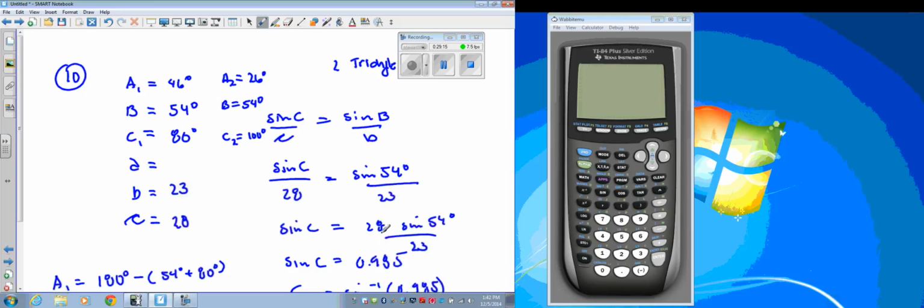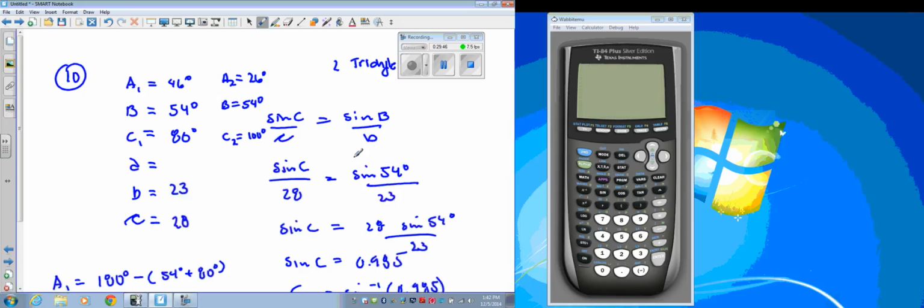So what you have the possibility of is none, and that's when you do this initial calculation right here, and it comes out to be greater than 1. There's none. Someone asked if there was a possibility of there being 3. There's no possibility of having 3. There's no way you can have 3 triangles that fits the criteria. 2 would be the maximum.